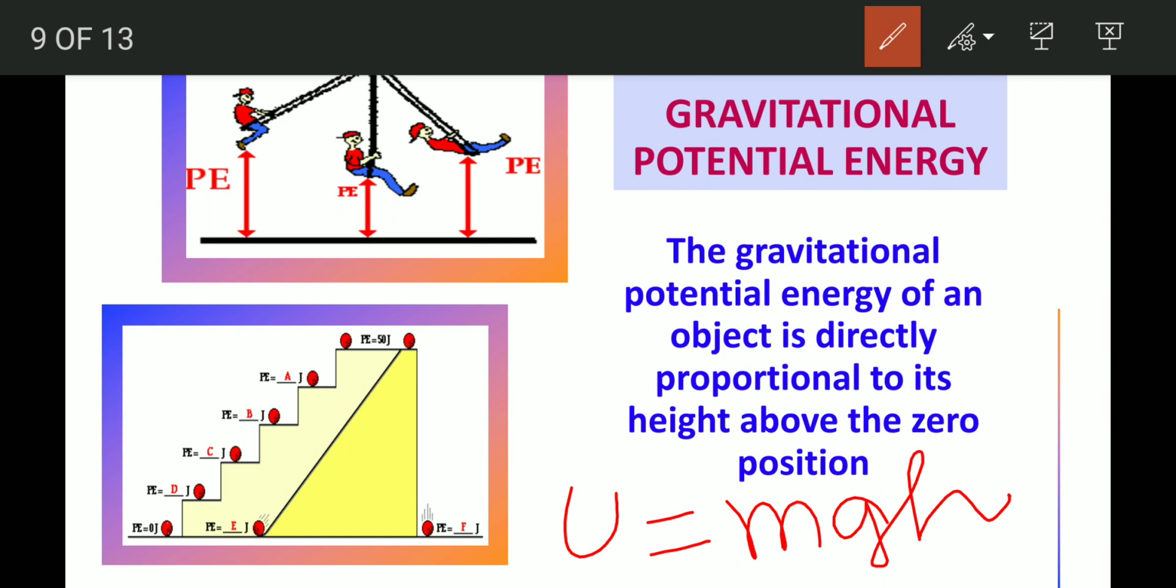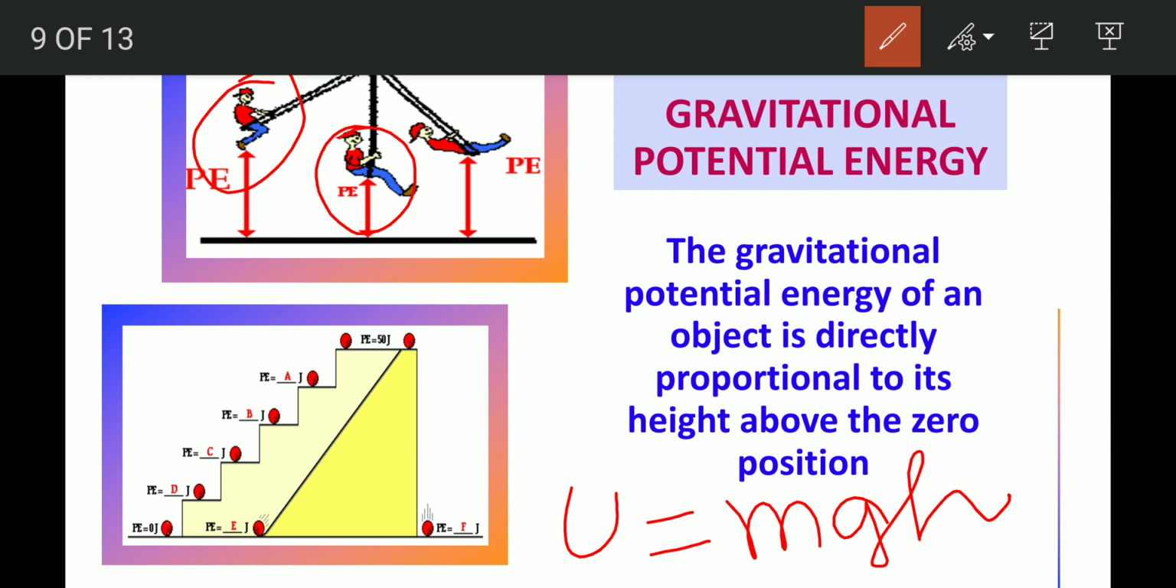In the first picture, you have seen very clearly that at this position the man has maximum potential energy because he is at the maximum height. On the other hand, at this position the person will have minimum potential energy because, as compared to the three states, he has minimum height. That means he is at minimum height above the ground level.